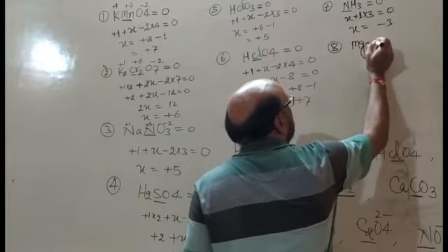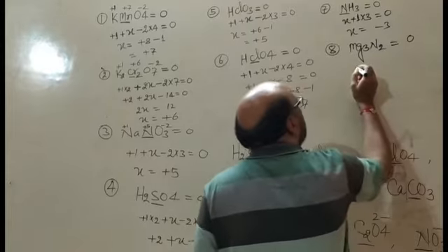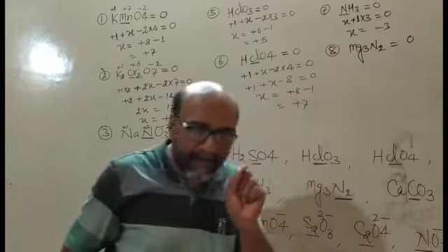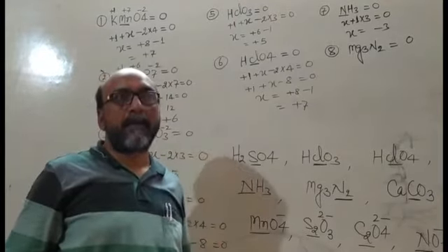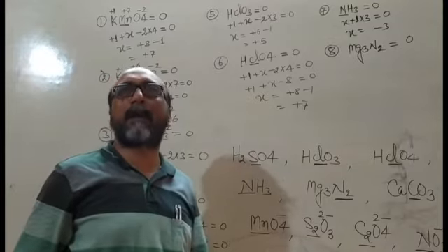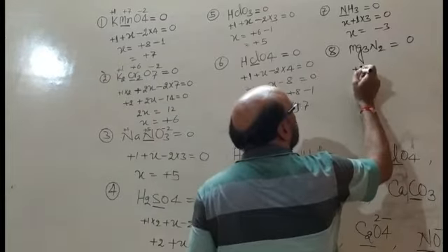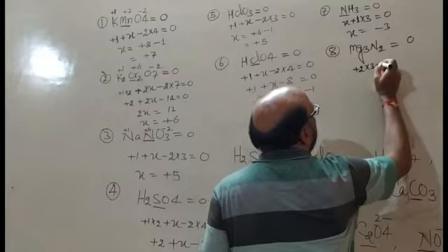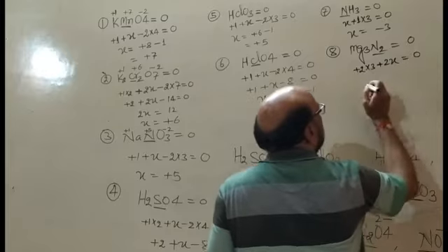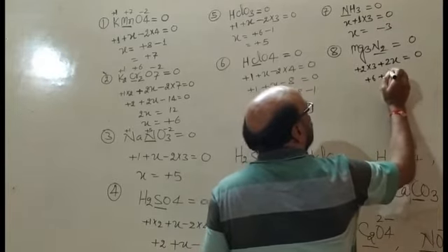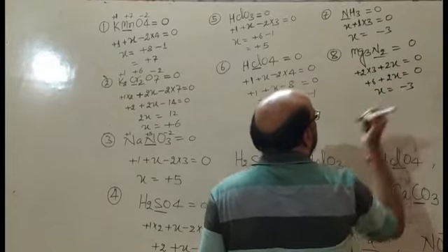Mg3N2. Mg3N2 is equal to 0. Magnesium is an alkaline earth metal. In the rule we have learnt, the oxidation state of alkaline earth metal in a compound and ion is plus 2. So use plus 2 for magnesium, multiplied with 3, and 2X for nitrogen. Plus 6 plus 2X is equal to 0. X is equal to minus 3.